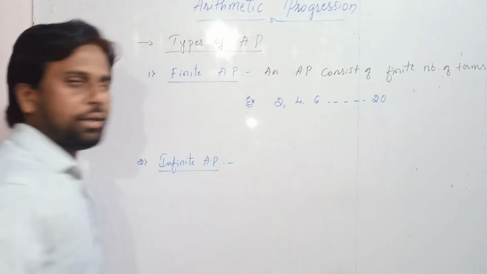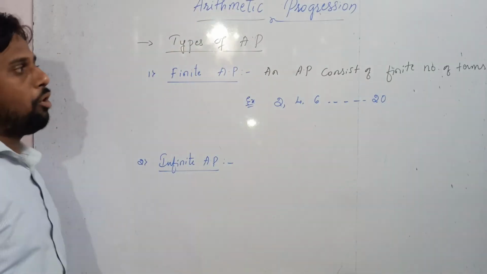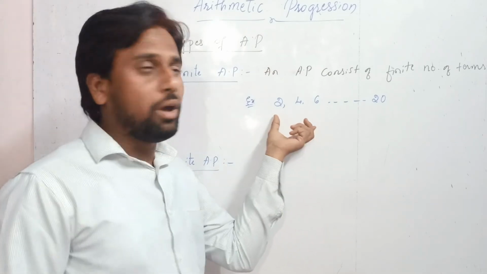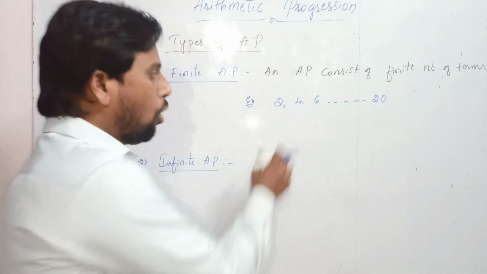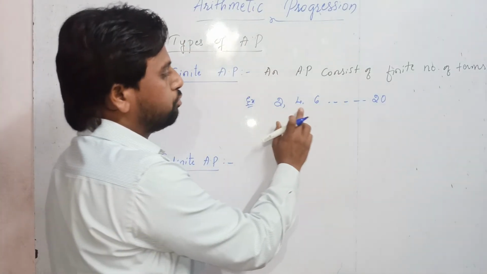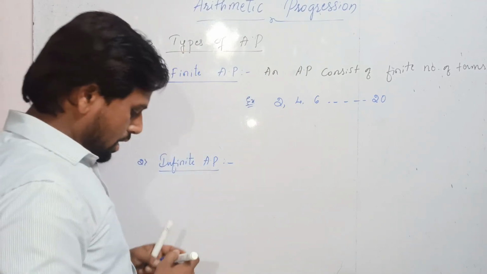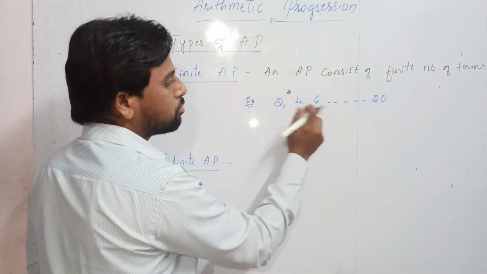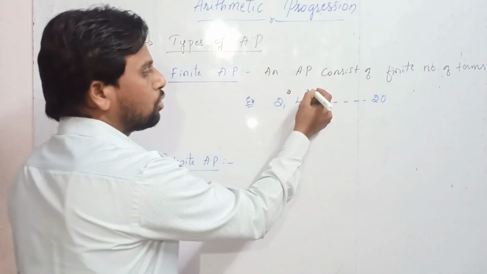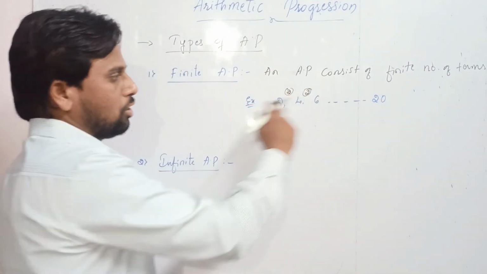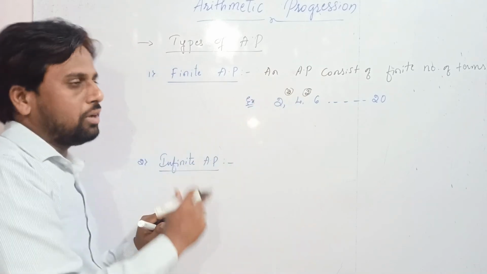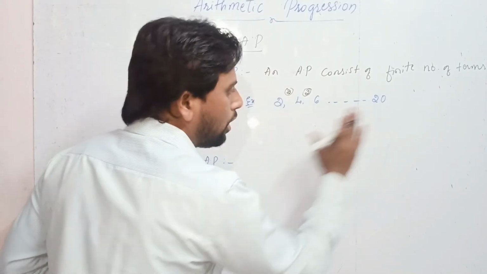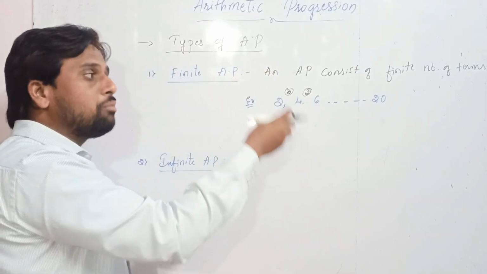Students, one more important thing: whether you are defining the finite or infinite AP, when you are giving the example, it should be an AP. So how can you say this is an AP? 2, 4, 6. What is the common difference? 4 minus 2 is 2, 6 minus 4 is 2. So 2 is the common difference, and in all the terms the common difference will be 2. That's why it is considered an AP, and 2, 4, 6, and so on up to 20 are the terms of the AP.